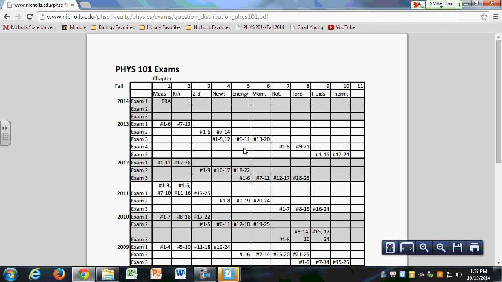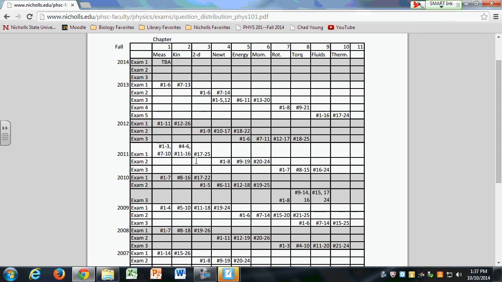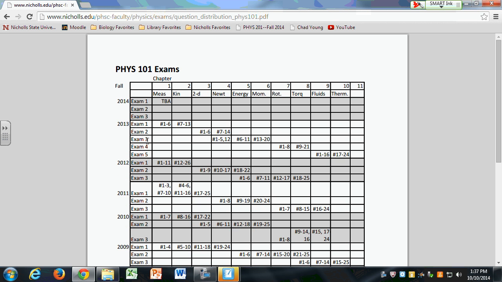Y'all use this? It's a little sheet. Isn't it nice? So this has all the questions on the test broken down by chapter.